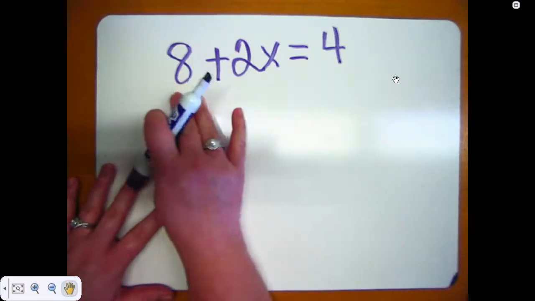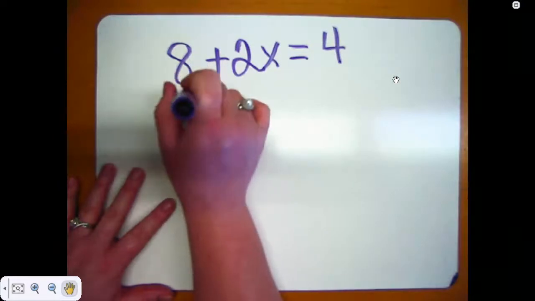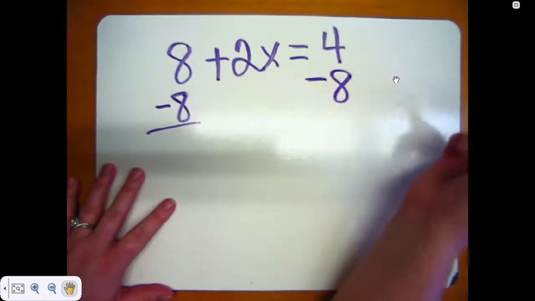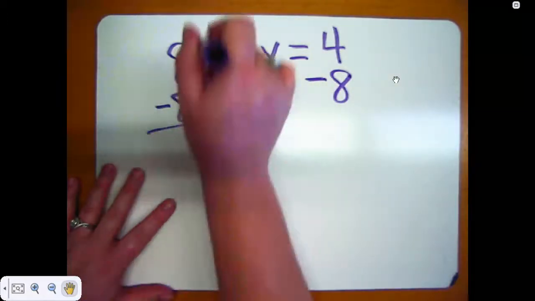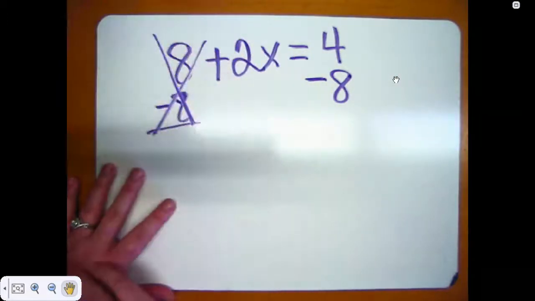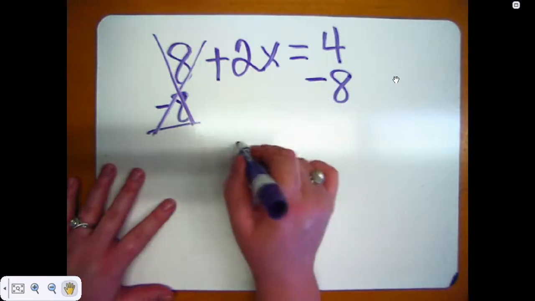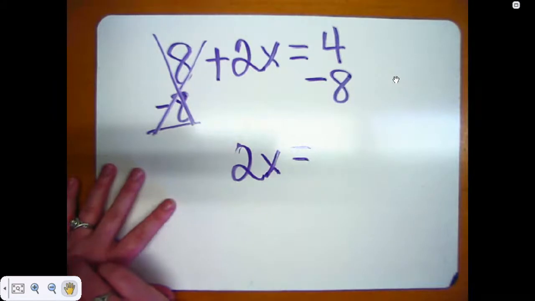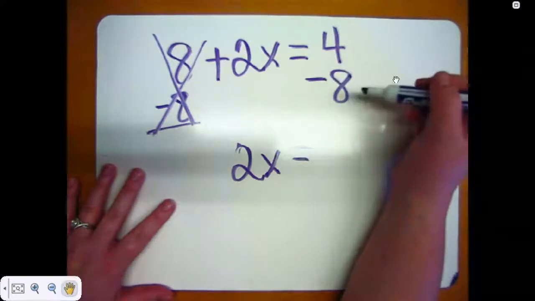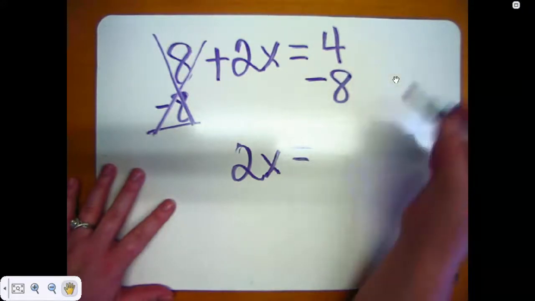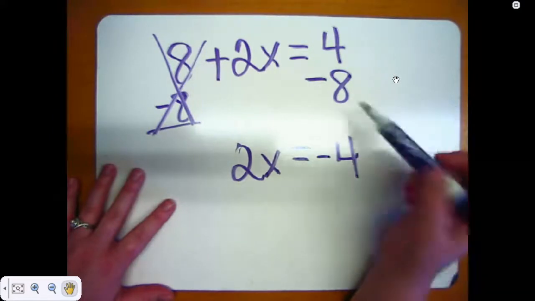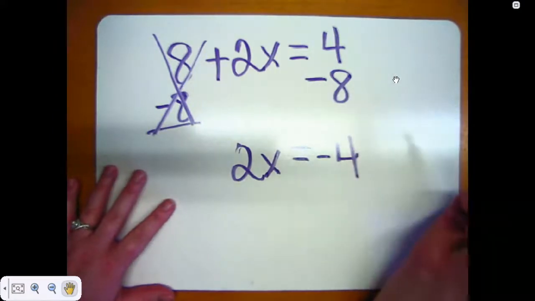So this was positive 8, so I would put negative 8. And if I do negative 8 here, I would also do negative 8 on the other side of the equal sign. This one goes away because it's equal to 0. Then I would bring my 2x down, and 2x is equal to 4 plus negative 8. So my signs would be different, so I would subtract and I would get 4. And my answer would be negative 4 because the largest absolute value is 8.